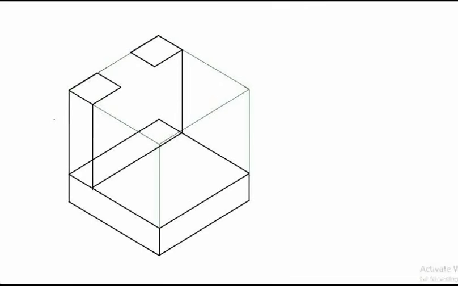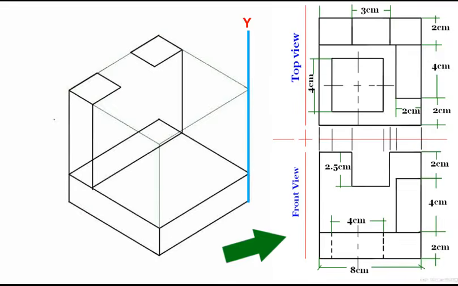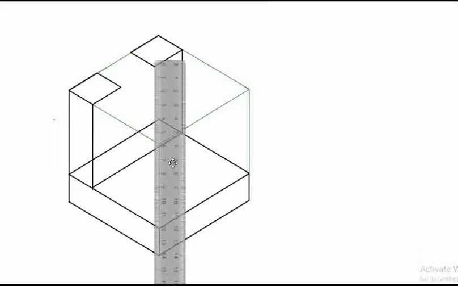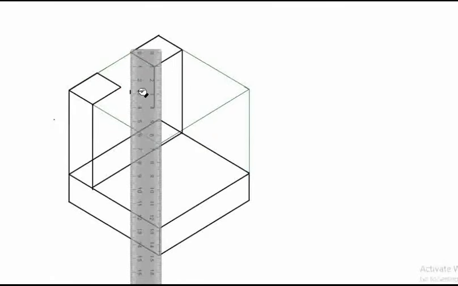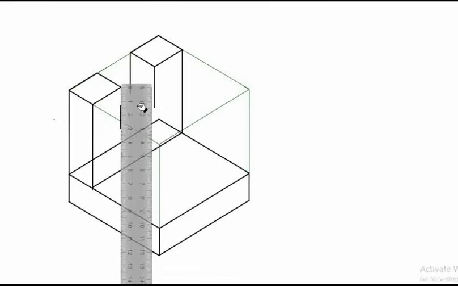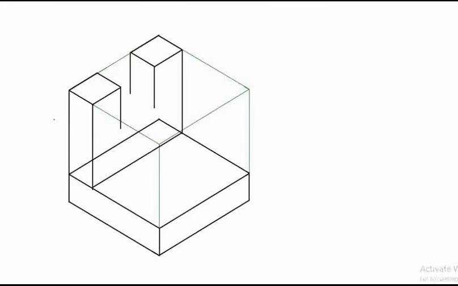Let's draw the vertical lines. According to the front view, they are 2.5 centimeters in length. Connect the endpoints with a line parallel to the x-axis and another line parallel to the z-axis.